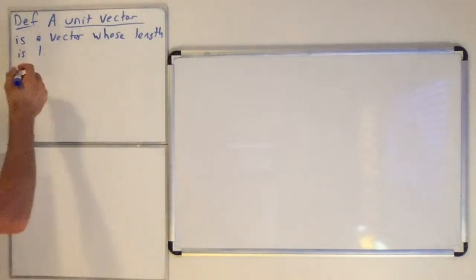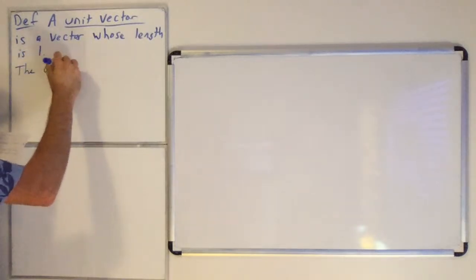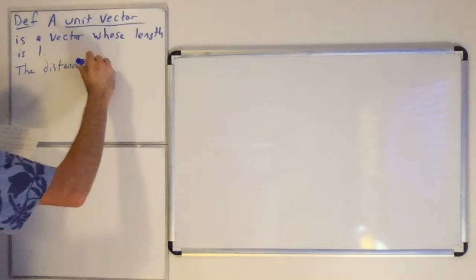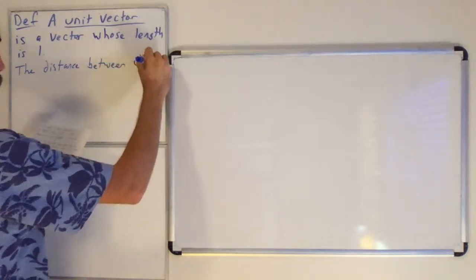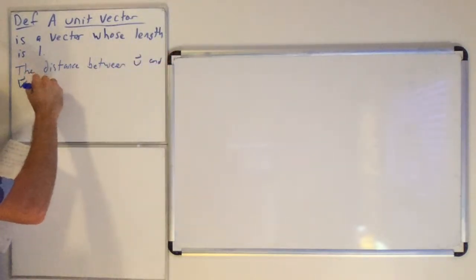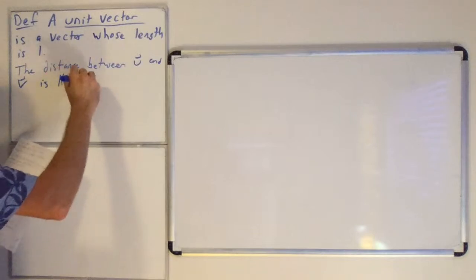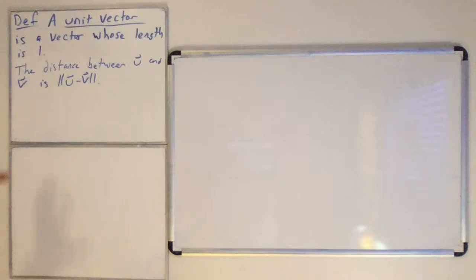And just like before, the distance between two vectors u and v is the length of u minus v. But here again, we're going to be using length in terms of our inner products. And then just one last bit.